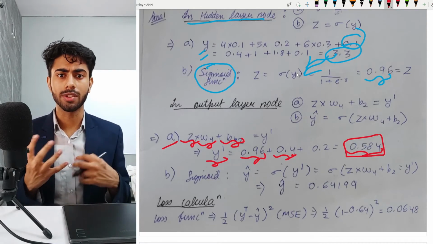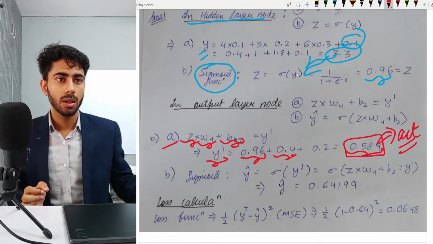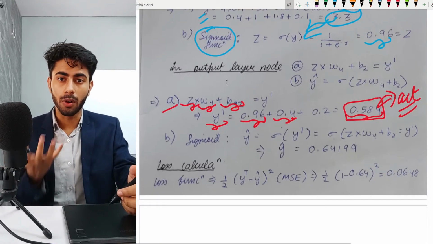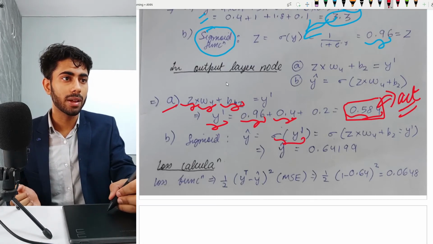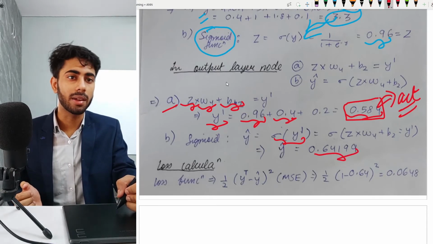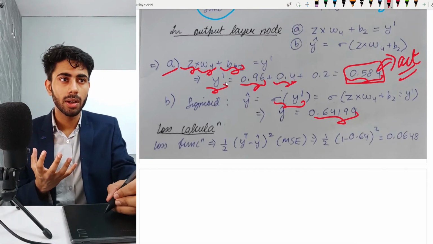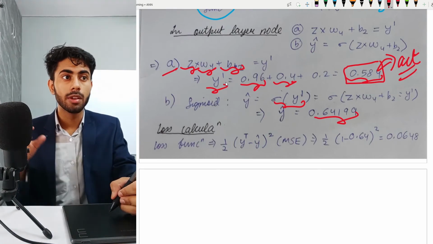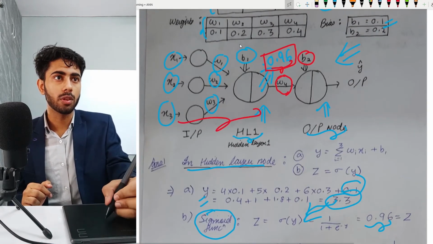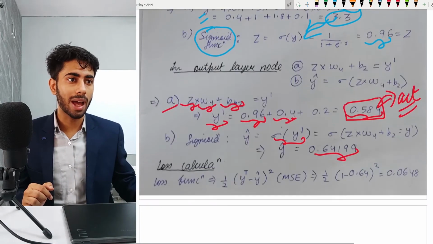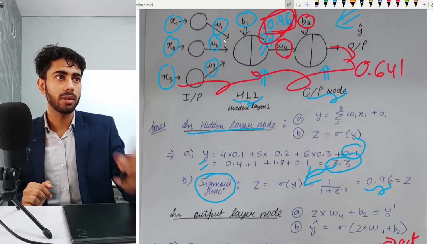Now I will move on to step 2, the activation function. I will pass this value into an activation function. In step 2, again I am using sigmoid. For the sake of simplicity, I will pass this input to my activation function and after solving, I will get a value of 0.64199. Now I have received the output of this whole neural network as 0.641. From this part I got 0.96 and from this part I got the output 0.641.